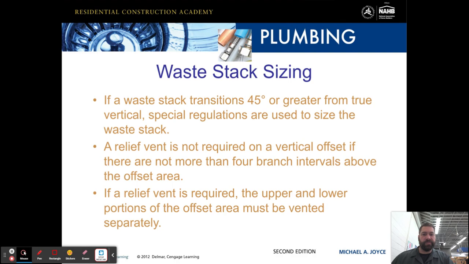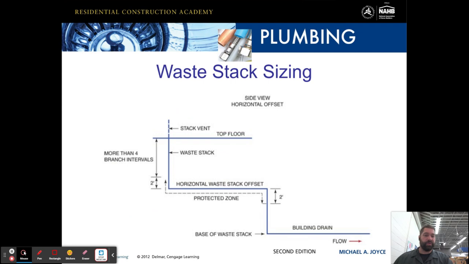Waste stack sizing. If a waste stack transitions 45 degrees or greater from true vertical, special regulations are used to size the waste stack. A relief vent is not required on a vertical offset if there are more than 4 branch intervals above the offset area. This sounds like a lot. If a relief vent is required, the upper and lower portions of the offset area must be vented separately. So what's that look like?